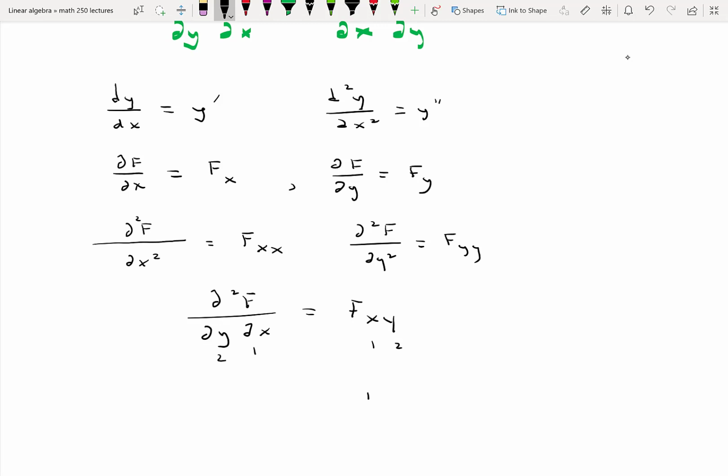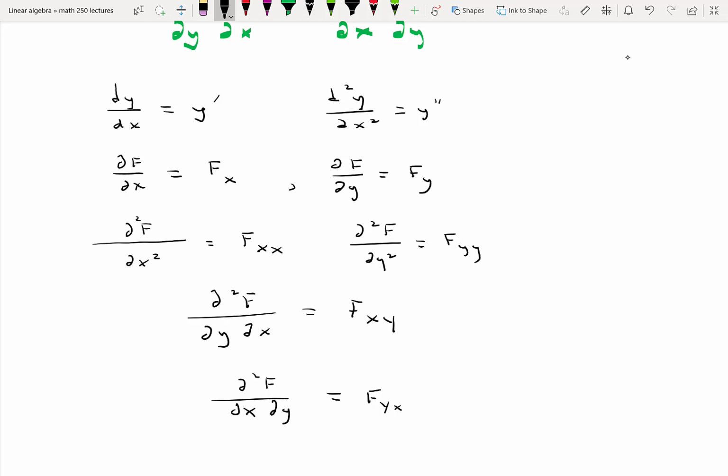Okay. So what's f_yx? It's the second partial. Get rid of these little twos and ones. It's the second partial derivative. That's the easy part. First with respect to y, then with respect to x.